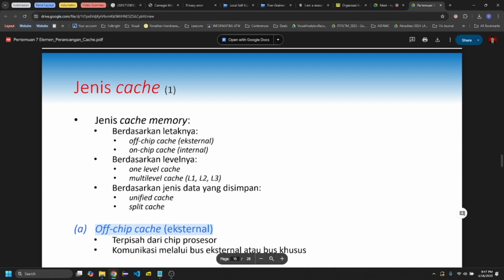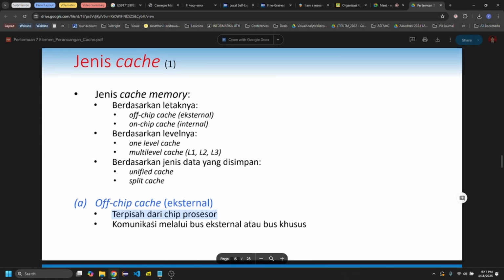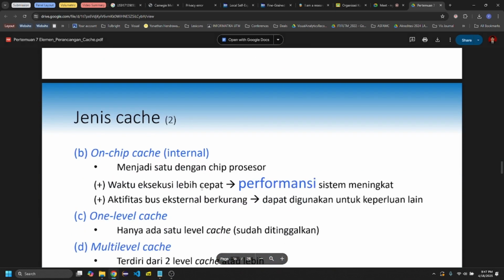First one, off-chip cache or the external, based on the location. In this case, the cache is put outside of the processor. And then it uses an external bus to communicate with the processor, or a specific bus connecting the cache directly to the CPU. This one is the external. And then the other one is internal, on-chip. The cache itself is inside the processor chip.